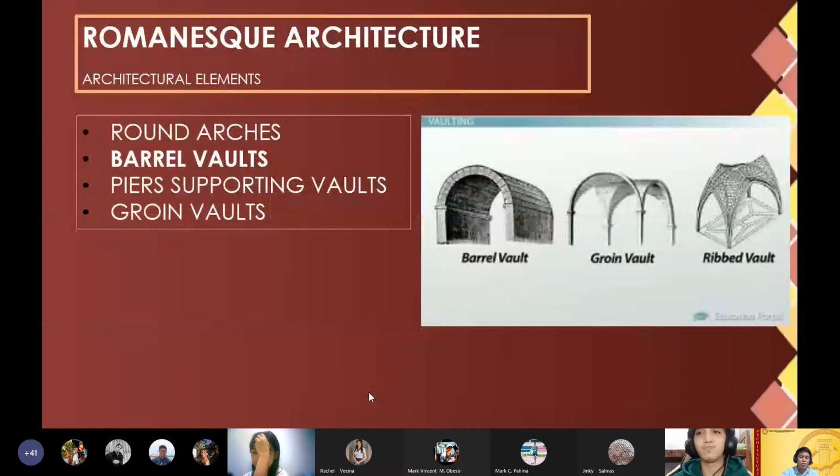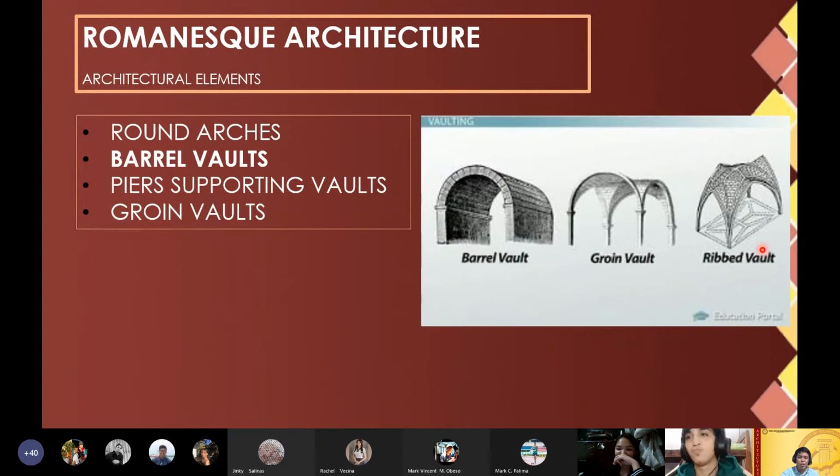How about barrel vaults? So barrel vault, again, no? If you have an arc, you have another arc, you connect the two arcs. So you can make a vault. So this one is what you call a barrel vault. This one, groin vault. This one is an example of a rib vault. So again, barrel vault, groin vault, and rib vault.